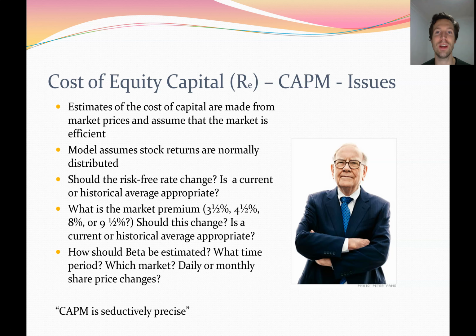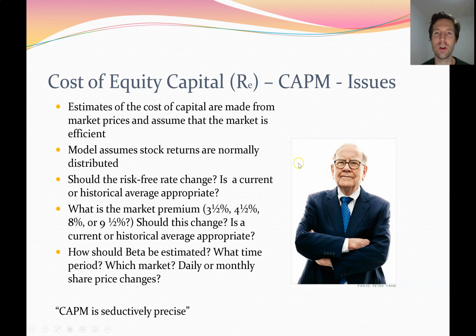There's lots of choices you have to make in the beta calculation. All of those choices lead to different beta estimates. So there's no one correct beta for a firm. There's thousands of different beta estimates that could be realistically achievable that might be appropriate, but they'll all lead to a different cost of equity calculation.